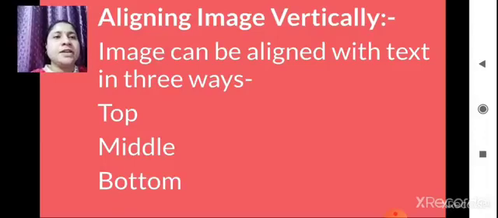An image can be aligned with text in three ways: top, middle, and bottom. If you have wrapped text around an image, then you cannot align the image with text. Meaning, if you have an image and you have given the alignment top, middle, or bottom, and with them there is a text, the text will not appear at the top, middle, or bottom.